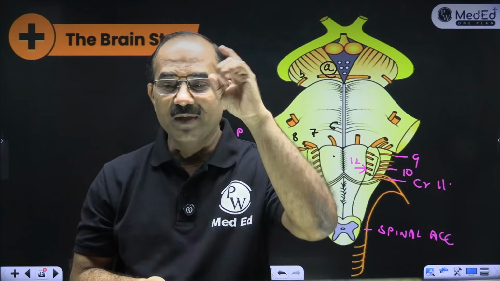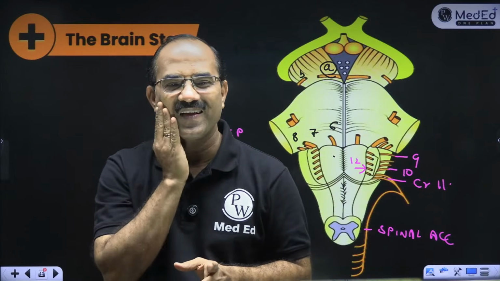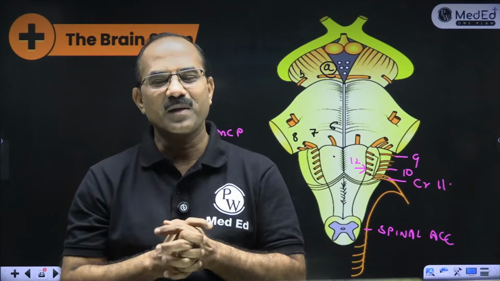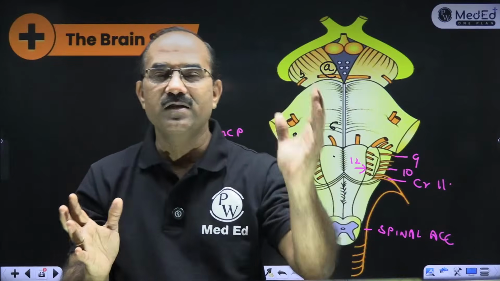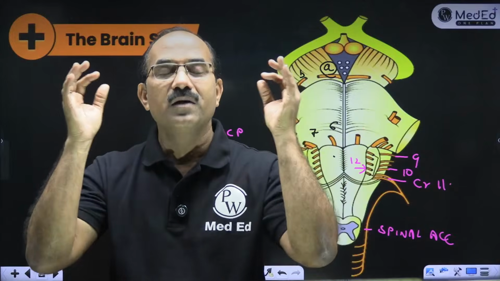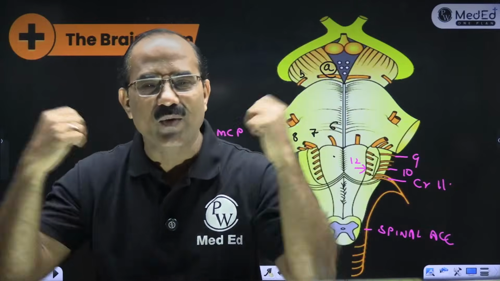Remember all these exceptions, they ask them in exams. Everything is asked. So all the muscles of the soft palate are supplied by the pharyngeal plexus except the tensor palati, which is supplied by the mandibular nerve through the nerve to medial pterygoid.